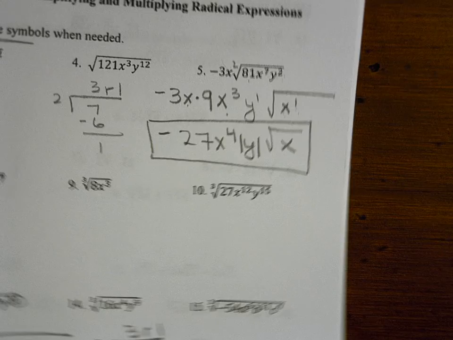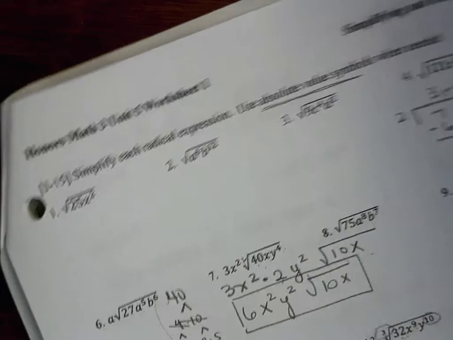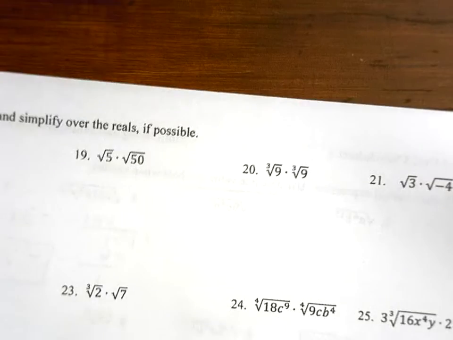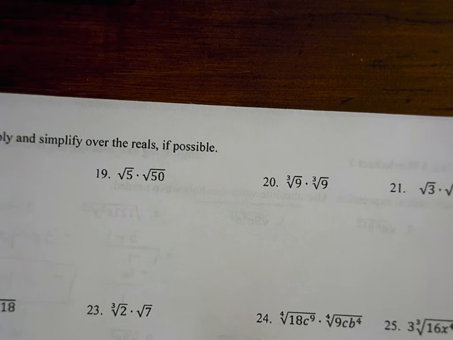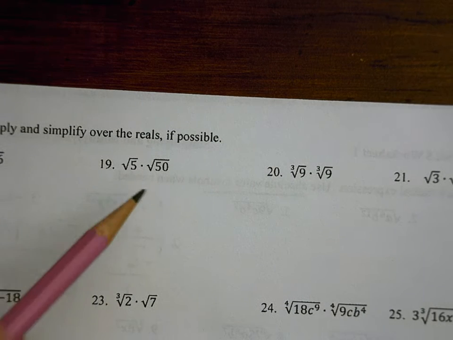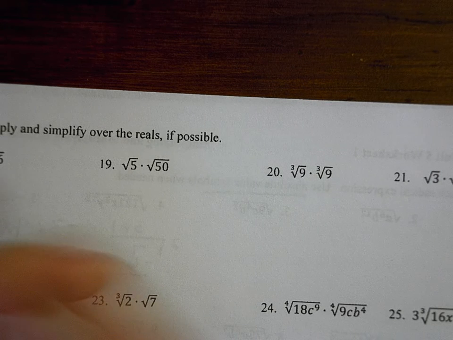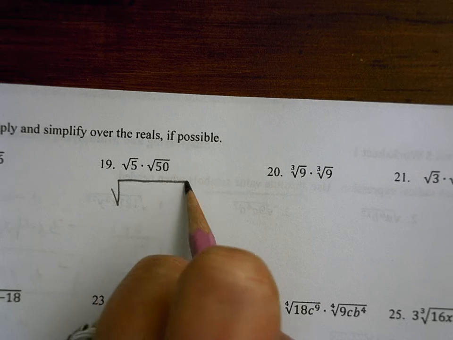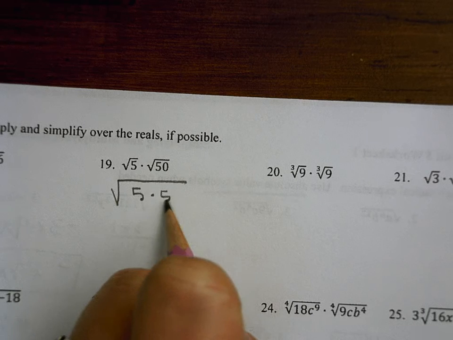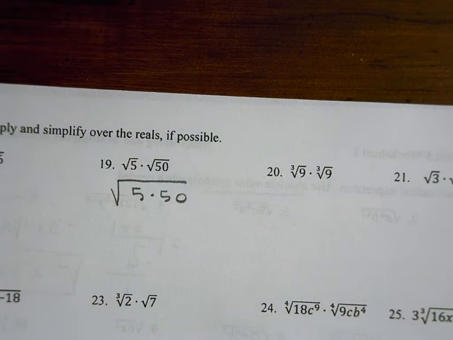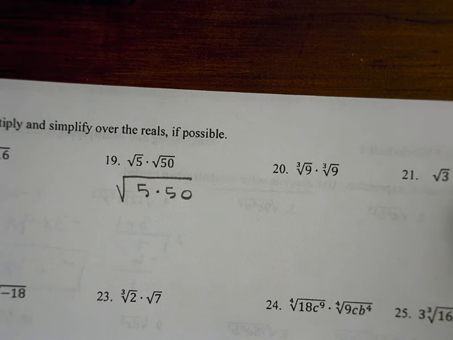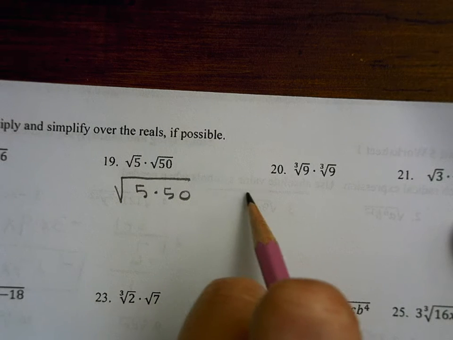Okay, all right, and then let's take a look at the back side. Okay, so we're going to take a look at number 19. So I have to do 5 times 50, and then I need to do a factor tree on that. So I'm going to combine it. I can't use a calculator, so I'm just going to leave it as 5 times 50 because I know I'm going to simplify, so I might as well start from there.